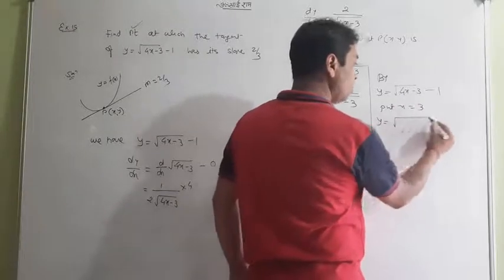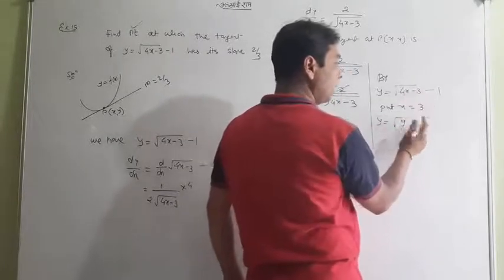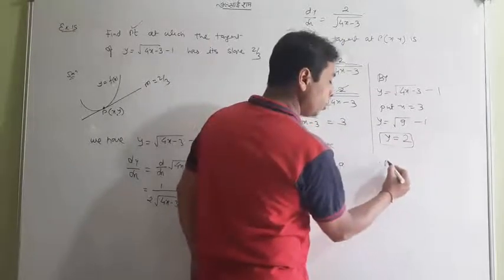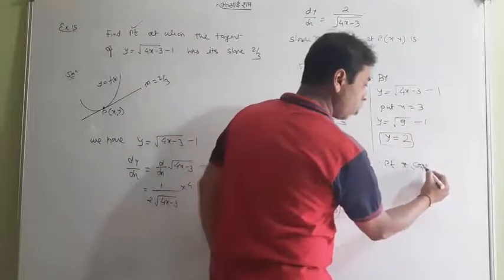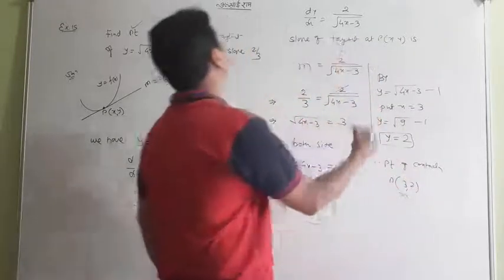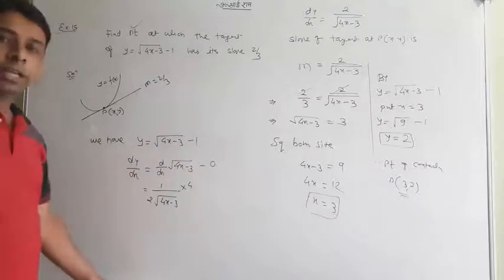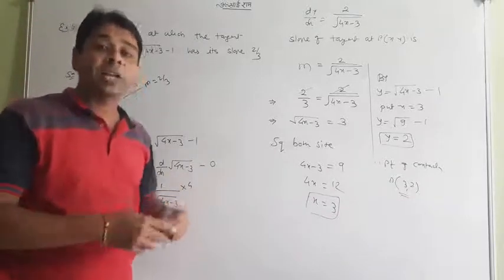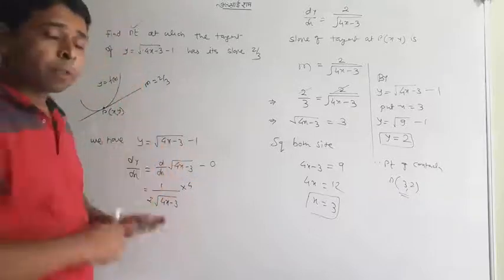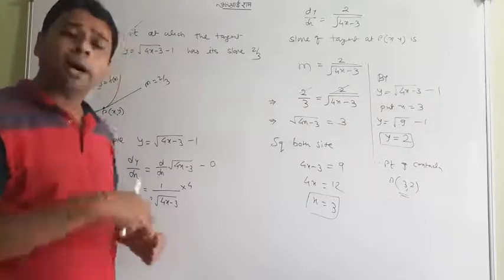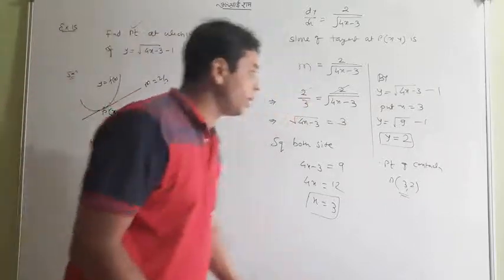Y is equal to 4 3s are 12 minus 3, 9 minus 1. This is going to be 2. So the point of contact you have got now, student, is 3 and 2. This is your answer. I think it is going to be easy for you after understanding all the concepts. Do the practice. I'm sure, damn sure, that you can get it.